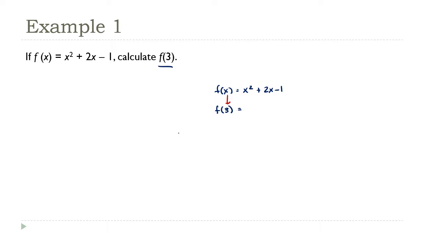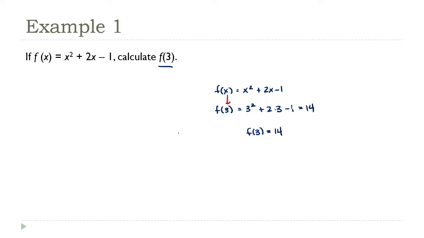Well, to evaluate this, I am literally just going to do exactly the same thing on the right-hand side. I'm going to replace all of the x's over here with 3's, and then just evaluate this. This is 9 plus 6 is 15, minus 1 is 14. And that's it. That's my answer. f of 3 equals 14, and that's where you stop.